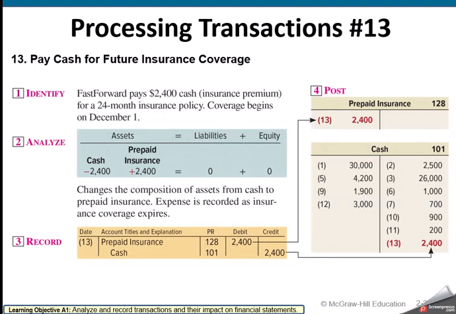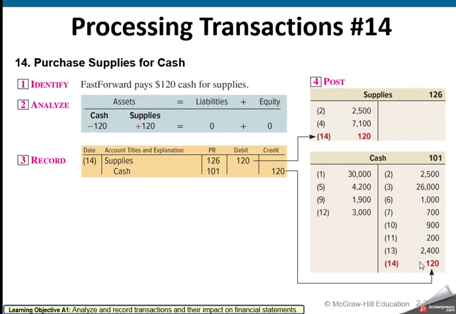Then we pay for insurance in advance. So we're paying $2,400 for a 24-month insurance policy. So cash goes out, so we credit cash. Prepaid insurance is a current asset. We're going to set up this current asset because we paid in advance. So to set up this current asset, we debit prepaid insurance, and then to reduce our cash, we credit cash. So again, new asset, cash goes down.